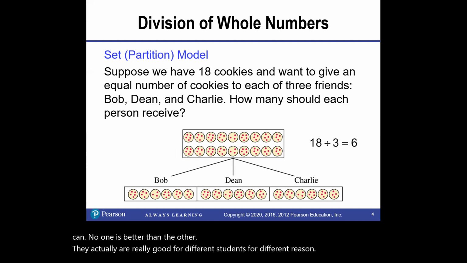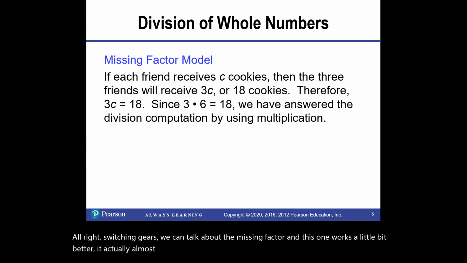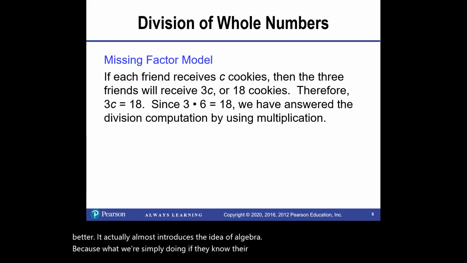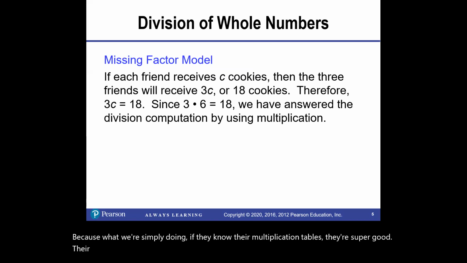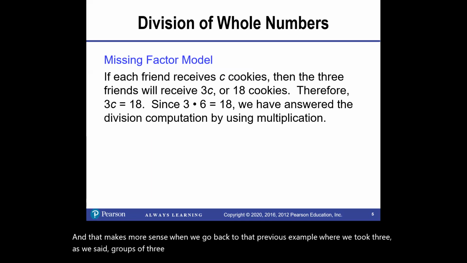All right, switching gears, we can talk about the missing factor. This one works a little bit better. It actually almost introduces the idea of algebra, because if they know their multiplication tables, and they're good at multiplication, we say, okay, 3 times what is equal to 18? That makes more sense when we go back to that previous example where we took groups of 3. Now I'm saying, how many groups? Since there are 3 in each group, 3 times what?